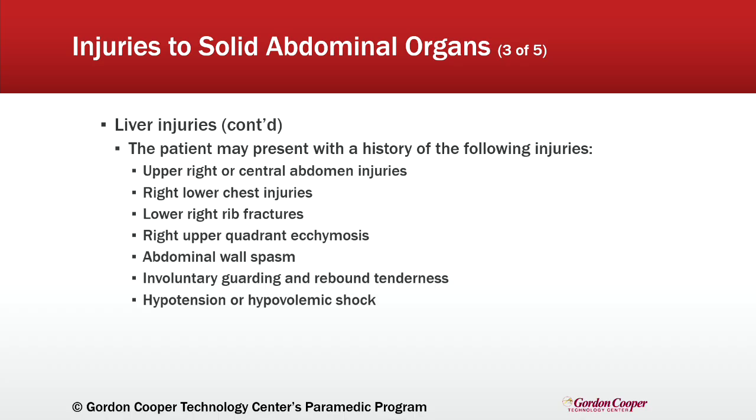A patient with liver injury may present with a history of the following signs and symptoms: injuries to the upper right or the central abdomen, injuries to the right lower chest, including fractures of the right lower ribs, bruising and tenderness to the right upper quadrant, abdominal wall spasms, rigidity, involuntary guarding, and rebound tenderness, and hypotension or signs of hypovolemic shock.